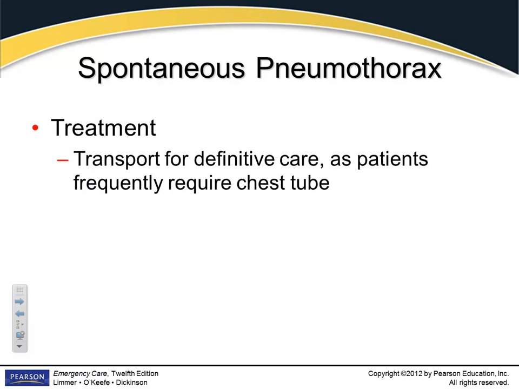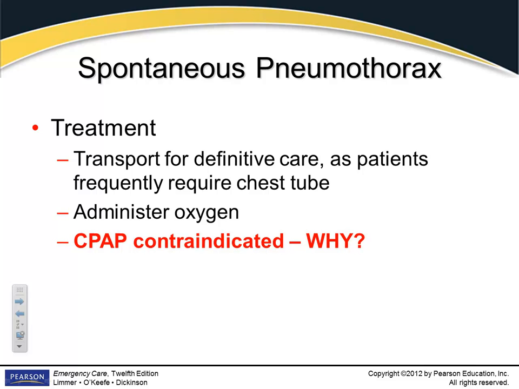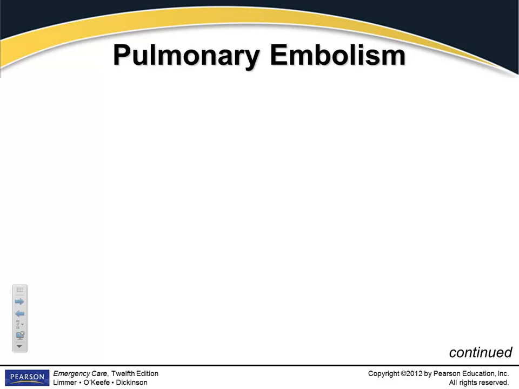Treatment for spontaneous pneumothorax, all you can do is transport them. These patients may require a chest tube when they get to the ER to reinflate the lung, take the air out of the chest. You're going to provide oxygen. Do you want to use a BVM unless it's absolutely necessary? No, you don't want to continue to pump air into the chest. It's never good. CPAP, why would we not use CPAP? Yeah, blowing air under pressure into the chest. That's never good. Okay, next, pulmonary embolism.